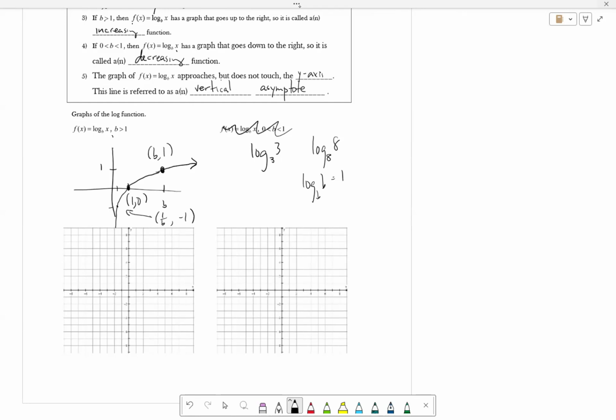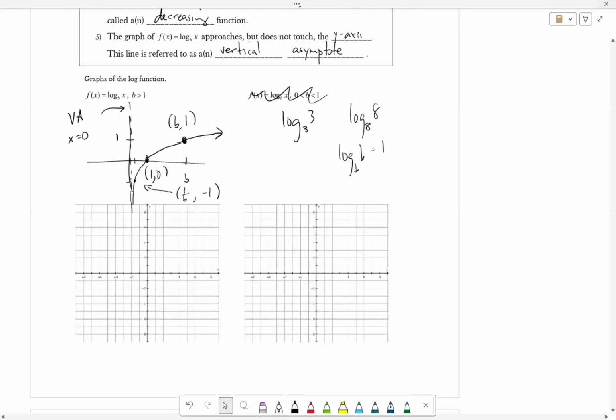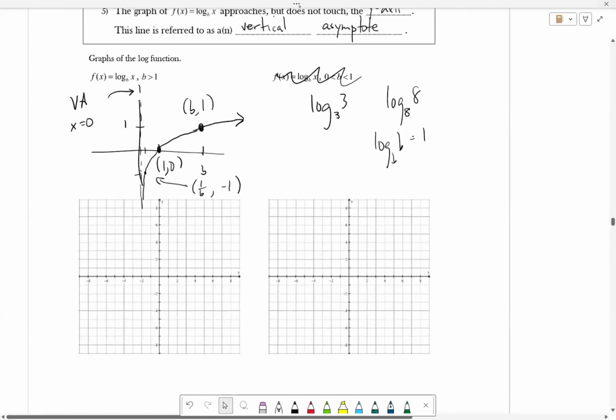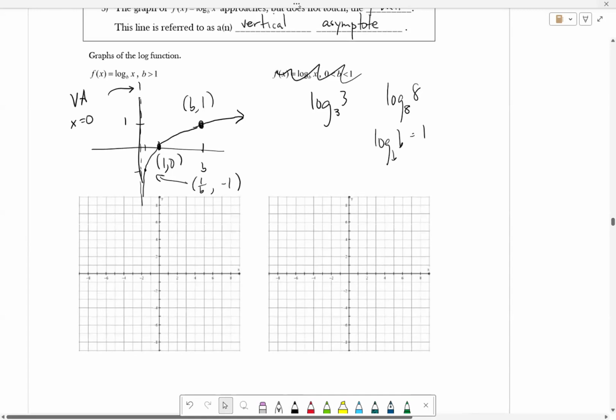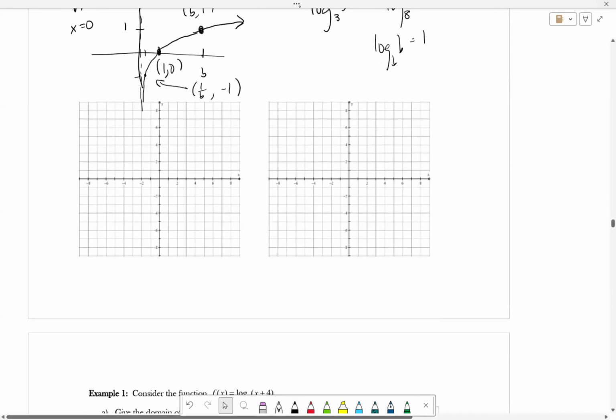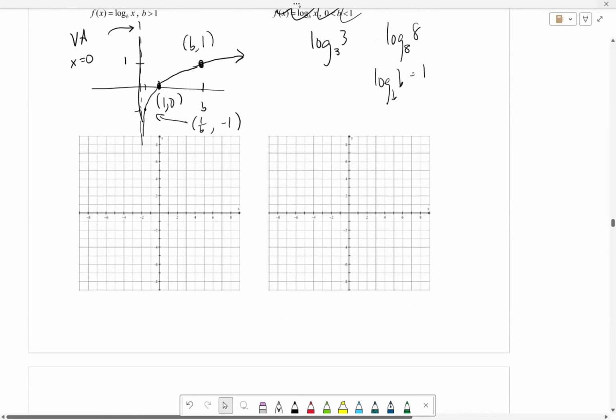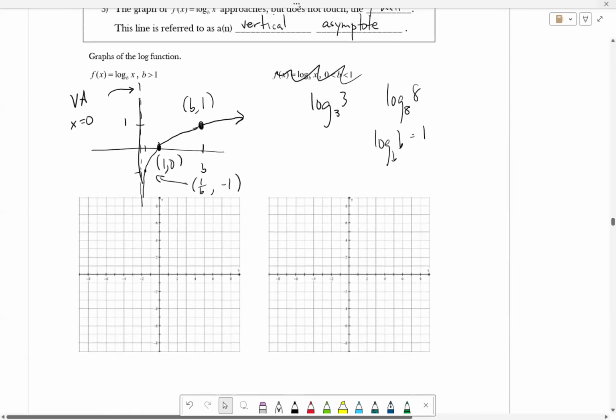There is a vertical asymptote right here. Vertical asymptote, x equals 0. I only care about 3 points on the graph of the logarithm. Definitely 1, 0. That's kind of like a vertex, like a parabola. The anchor is on that. And then b comma 1 and 1 over b comma -1. If it were log base 5 of x, then I want 5, 1.